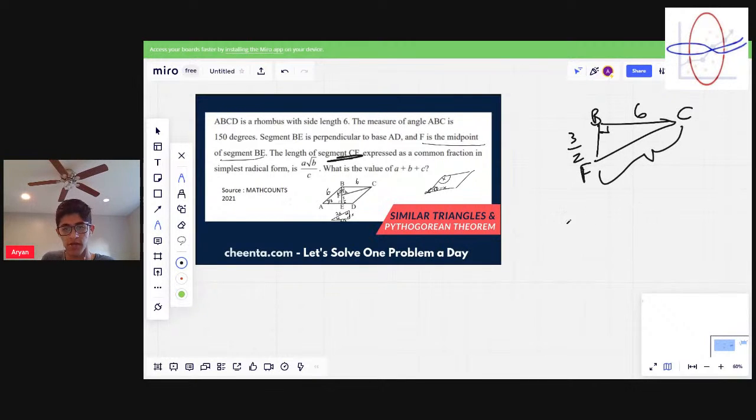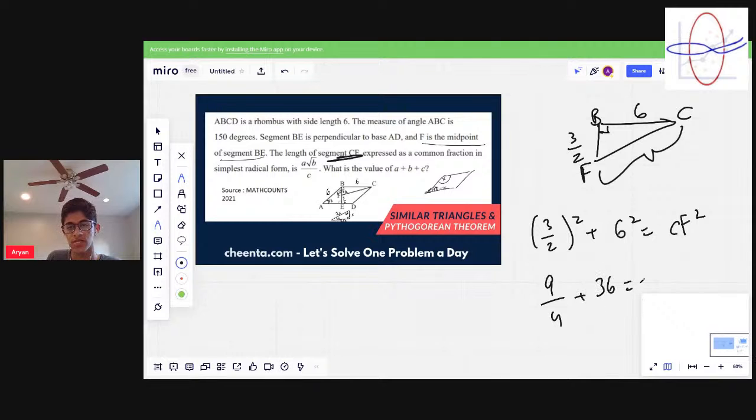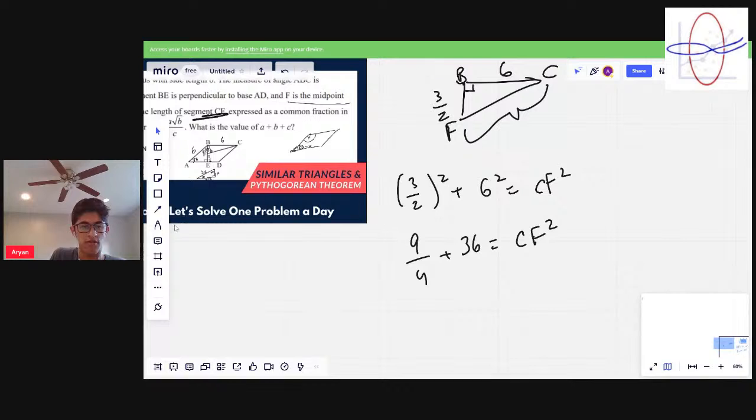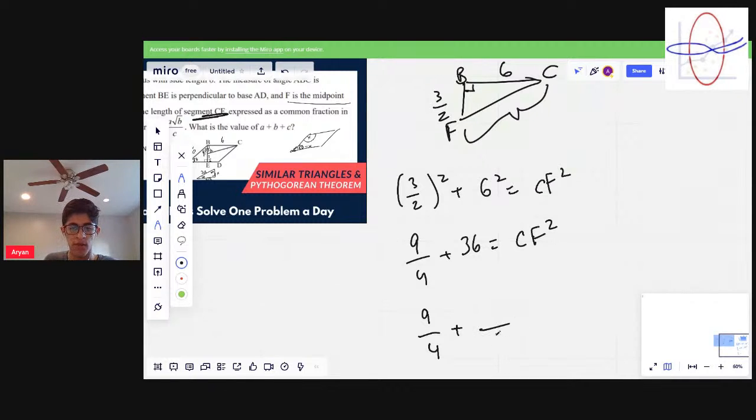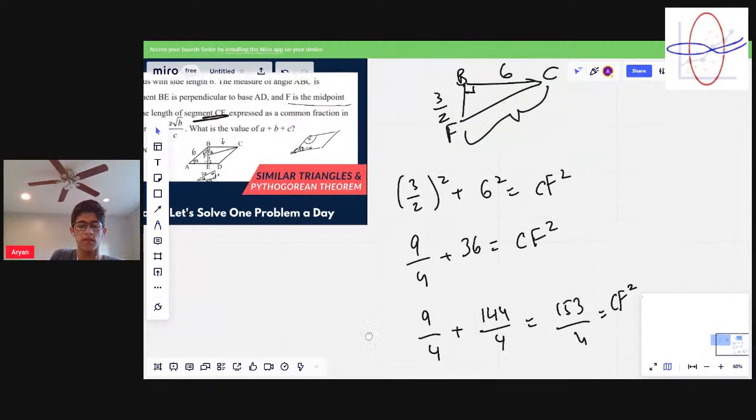And that we know we could just use the Pythagorean Theorem. So we have 3 halves squared plus 6 squared equals CF squared. So 9/4 plus 36 equals CF squared. Now this isn't too bad to solve. Let's write this as an improper fraction. So you have 9/4 plus 36 written as an improper fraction with 4 in the denominator, which is 144/4. So this is equal to 153 over 4, and that's equal to CF squared.